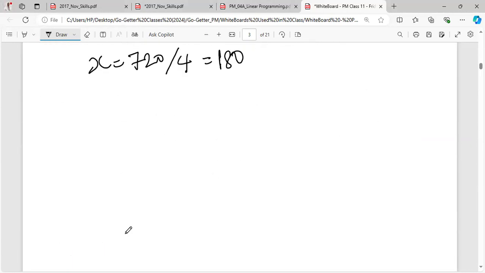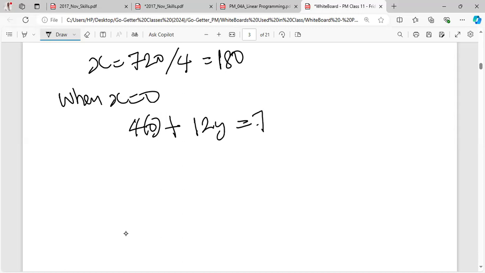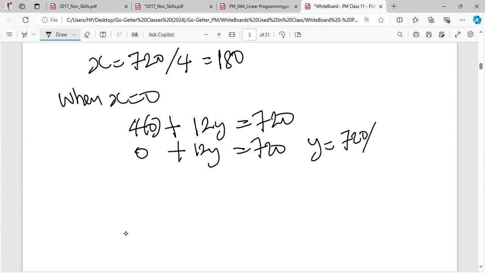Do the next one. When x is equal to 0. Of course, we have 4 times 0 plus 12y, and 12y will give me 720. Of course, this is 0 plus 12y, which is 720. So of course your y will be 720 divided by 12. So let's do that.